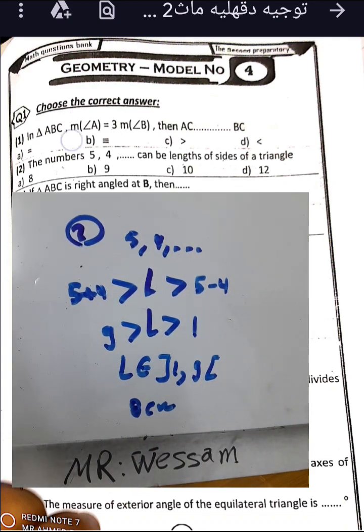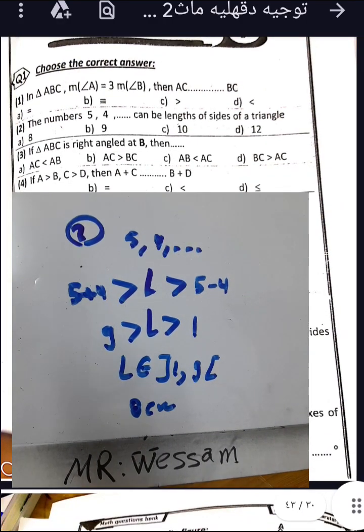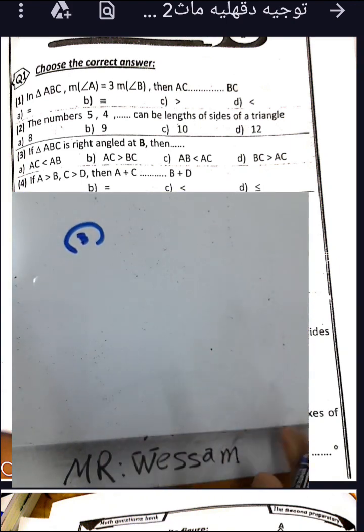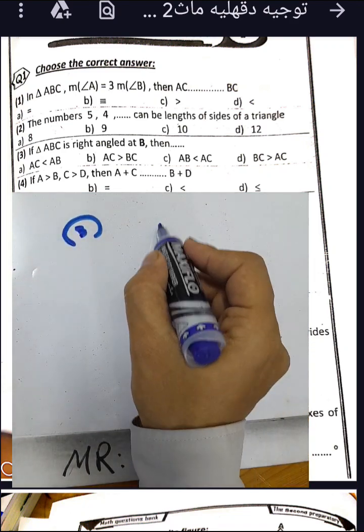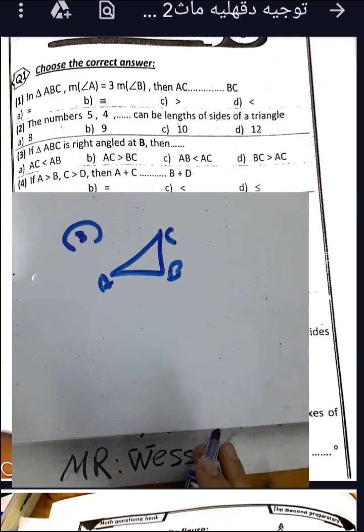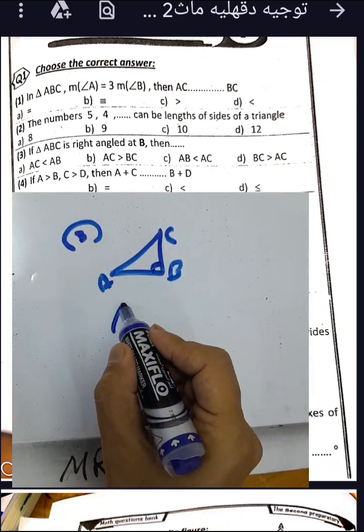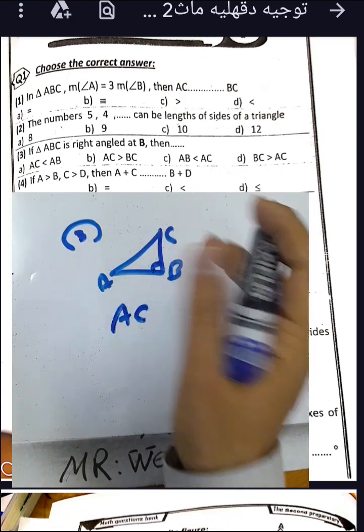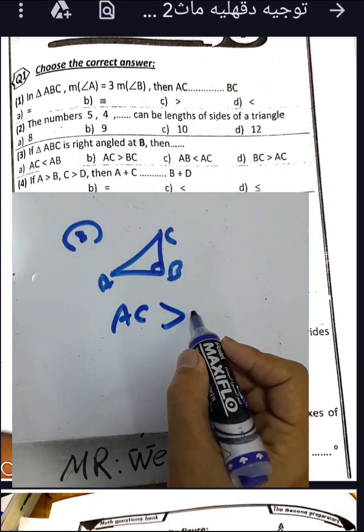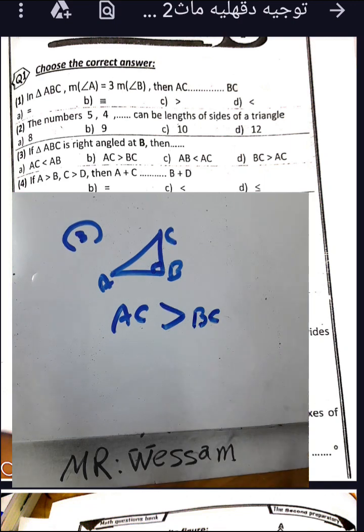Next question, number 3. In triangle ABC, right angle at B. ABC is a right angle triangle here at B. Then AC, we called it the hypotenuse, is greater than the other side length. Then AC will be greater than BC. Choose letter B.